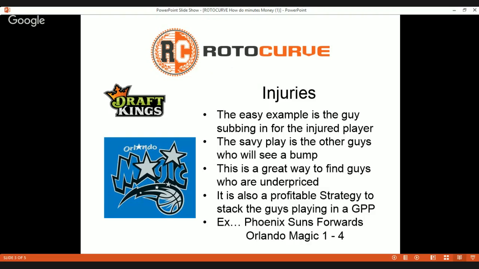So that's the easy example. But the savvy play is also to realize that those 5 guys were basically splitting all the minutes at those positions. So if any one of the 5 happened to be out, that means that the minutes were solidified for the other 4, where they're all going to see a bump up in minutes. So Payton might have played 28 to 30 minutes a game, but whenever one of those 5 guys was out, he was playing 35 to 36 minutes. Same goes for Oladipo, same goes for Fournier, same goes for Harris, same goes for Gordon.